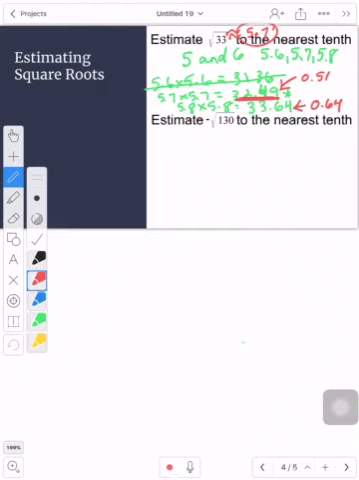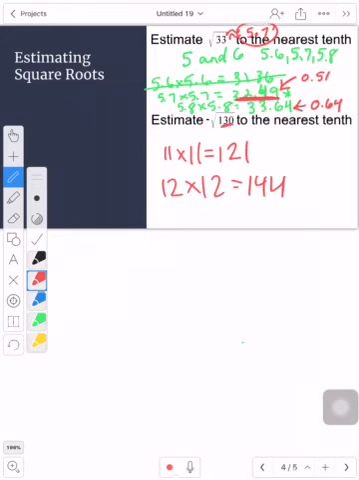Okay, something similar for the next one, 130. Step one, I want to find out what two numbers it is between. Well, 11 times 11 is 121. 12 times 12 is 144, and we know 130 lies somewhere in between there. So I know it's between 11 and 12.